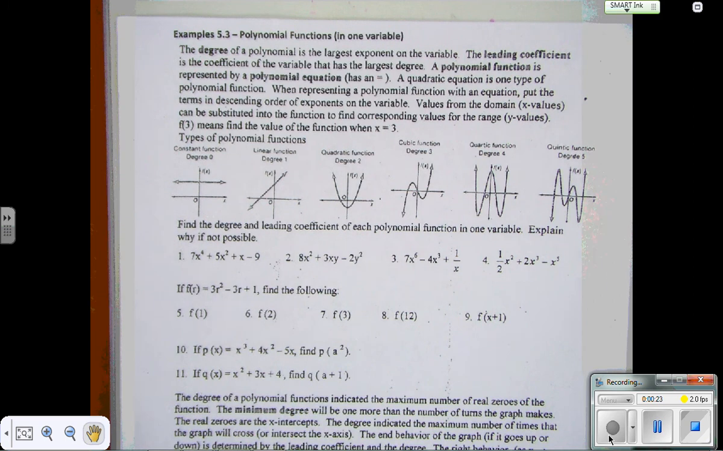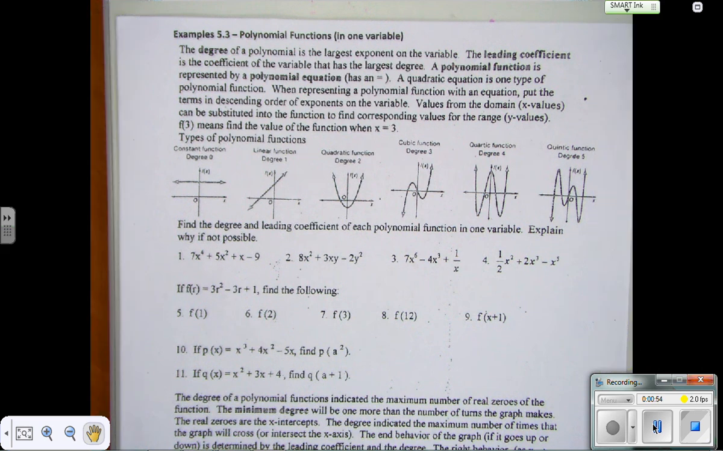Okay, so reading from the notes, the degree of a polynomial is the largest exponent on the one variable. The leading coefficient is the coefficient of the variable that has the largest degree. A polynomial function is represented by a polynomial equation. It's going to have an equal sign. A quadratic equation is one type of polynomial function. When representing a polynomial function with an equation, put the terms in descending order of exponents on the variable.